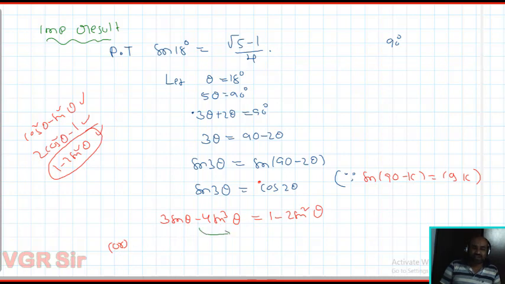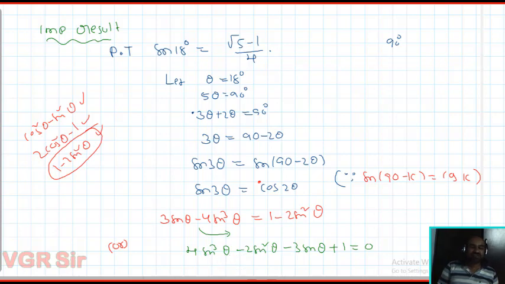Here onwards are the important, difficult steps. Transfer these terms to the right hand side. What happened? 4 sin cube theta minus 2 sin square theta minus 3 sin theta plus 1 equal to 0. Now we want to solve this third degree equation. Already the quadratic concept is completed, theory of equations concept is completed. So I think you know how to factorize this.